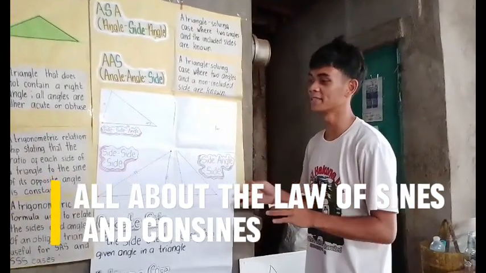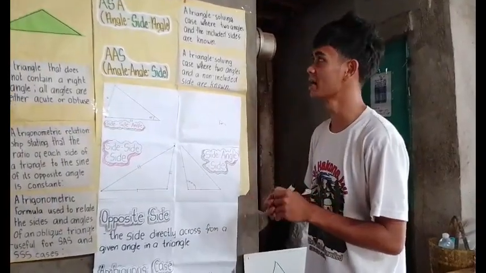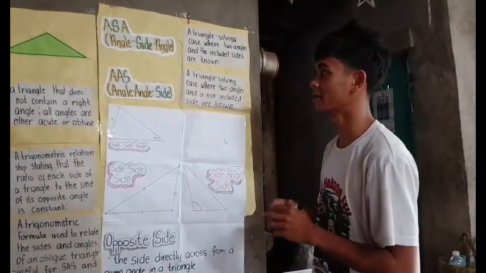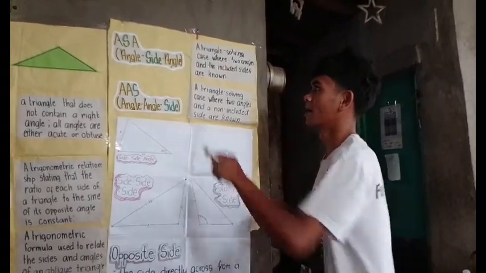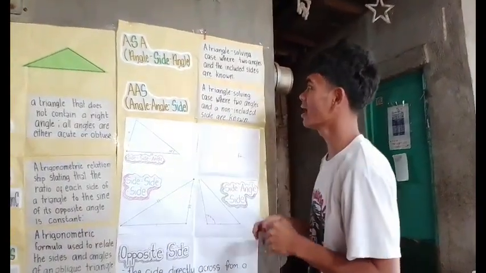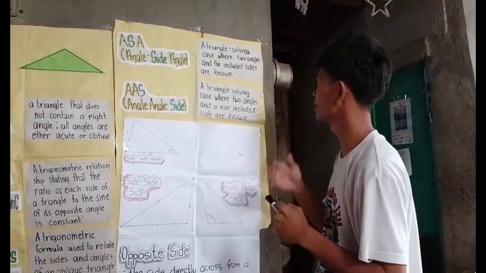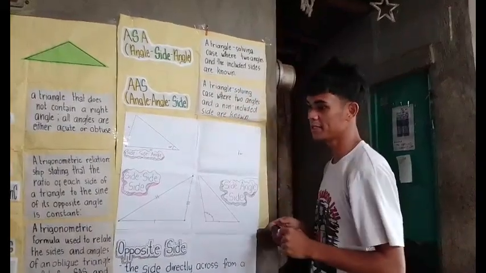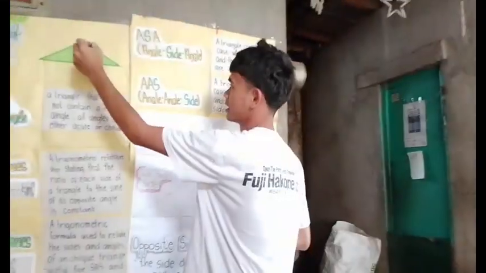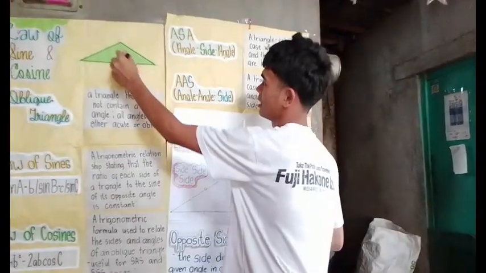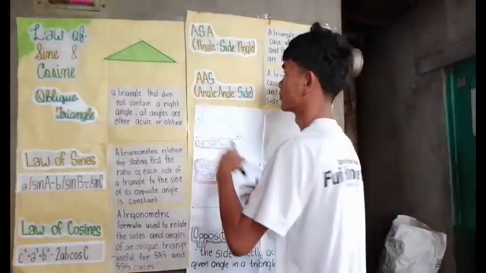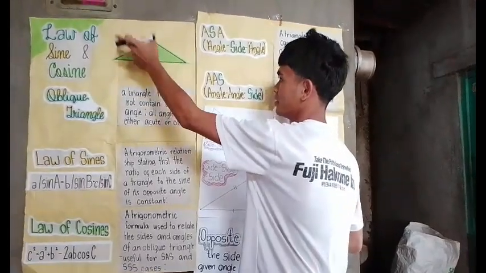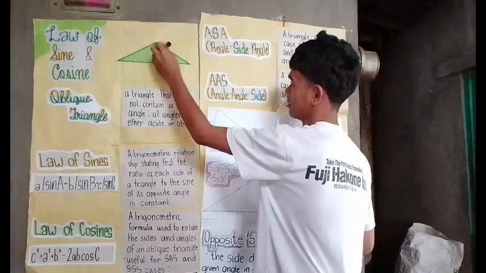That is all about the law of sines and law of cosines and their definitions. Let's talk about the cases of triangles where the law of sines and law of cosines can be used. For example, angle-side-angle, or ASA for short, is a triangle solving case where two angles and the included side are known. This means the side is included between the two angles. In between those two angles, the side is included.